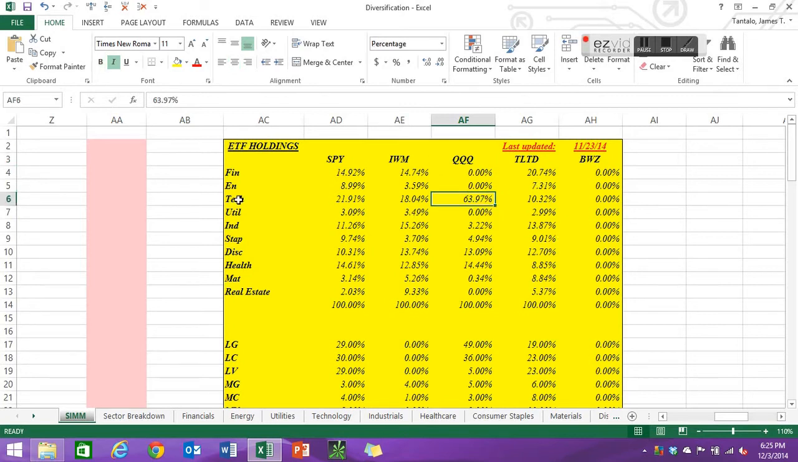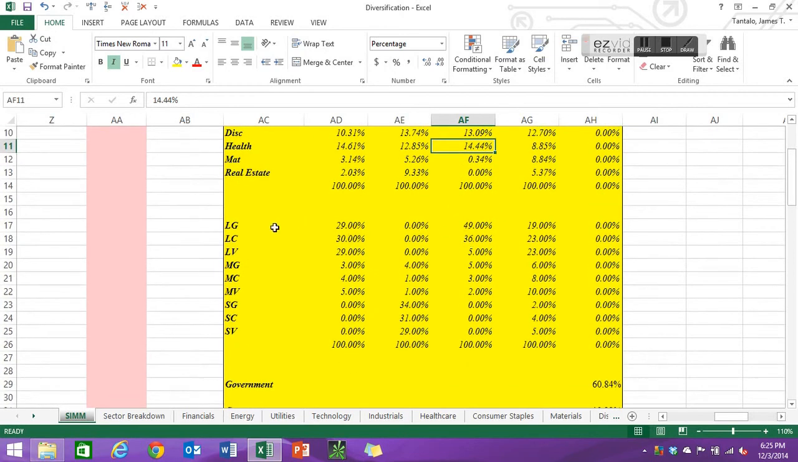So in terms of holdings, 63.97% or 64% is in tech stocks. The rest are broken into discretionary and healthcare. The healthcare makes sense being the second highest because a lot of technology is in a lot of the healthcare companies.